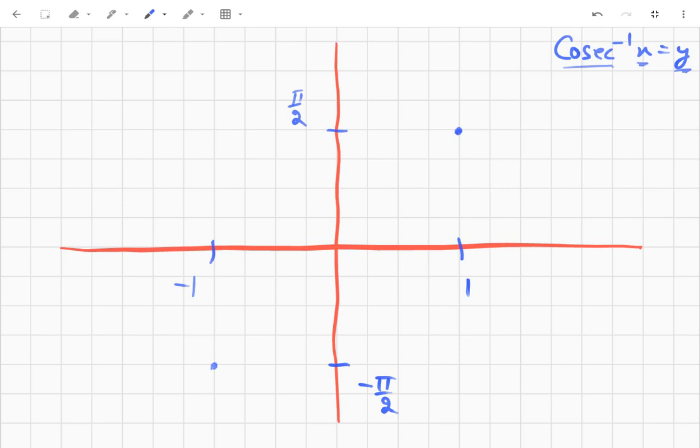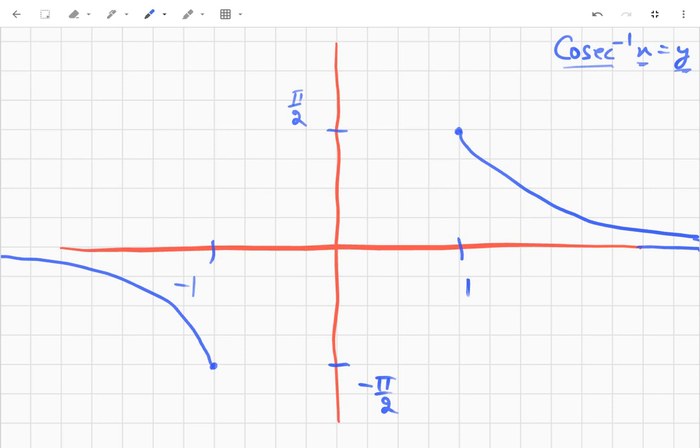Considering sine 0 is 0, that means cosecant 0 is not defined. That means at angle 0, the range keeps on increasing, but it never reaches 0. It indefinitely keeps on increasing. Okay. Similarly, from here, it keeps on decreasing and decreasing, but never reaches 0.